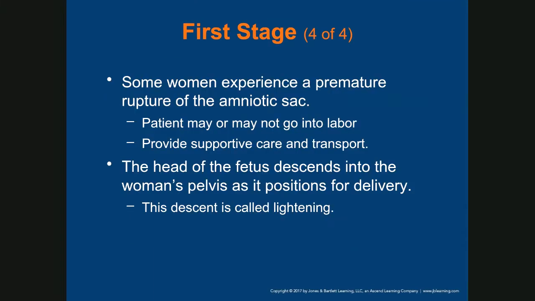Now, continuing with the first stage, some women experience a premature rupture of the amniotic sac. So it ruptures prematurely, fluid comes out, and they have what is called a dry birth, right? Patient may or may not go into labor, provide supportive care and transport. The head of the fetus descends into the woman's pelvis as it positions for delivery. This is descent and it is called lightning. And as I say, at that point, they're going to say, okay, I can breathe better now, right? But it means that baby is moving into position, all right?